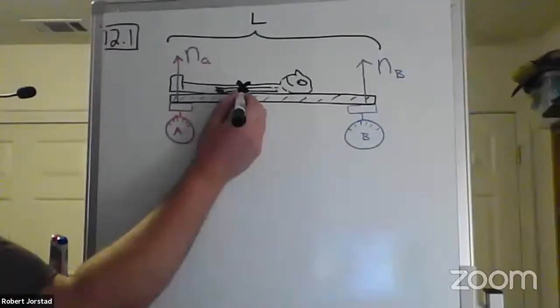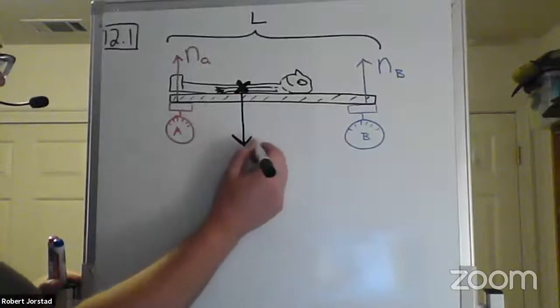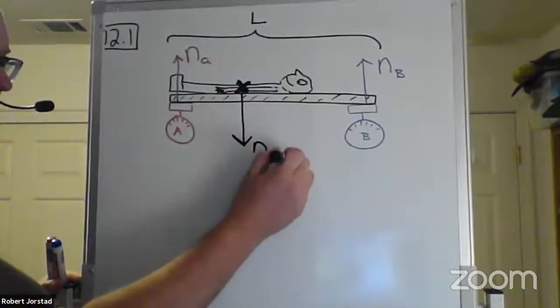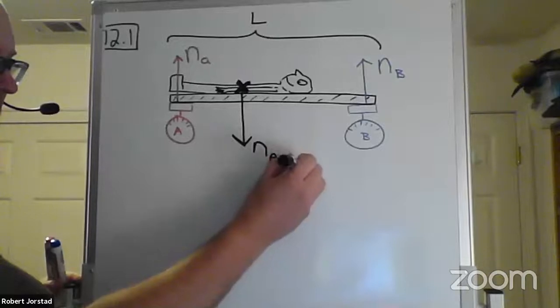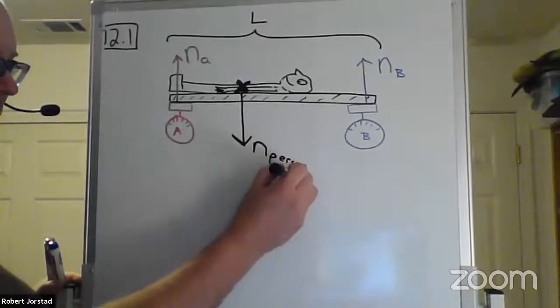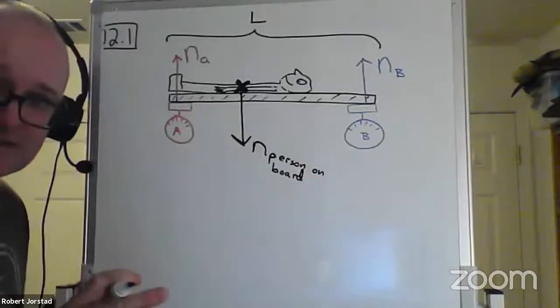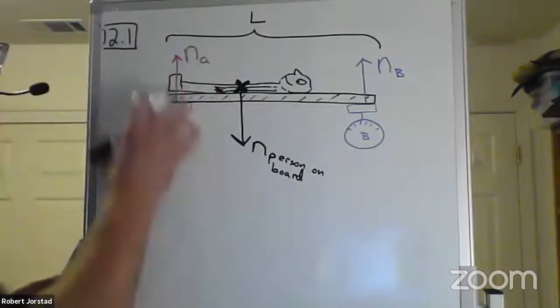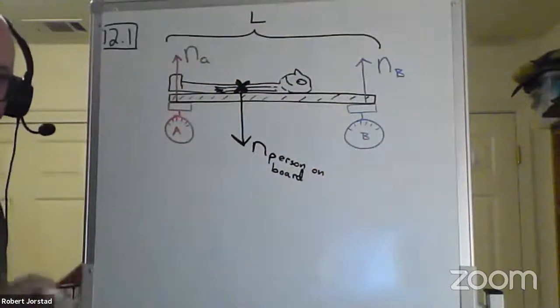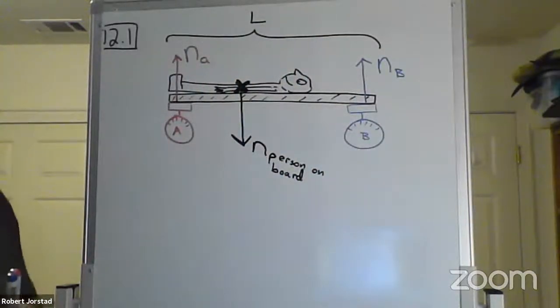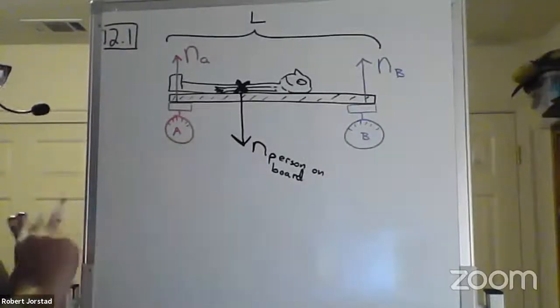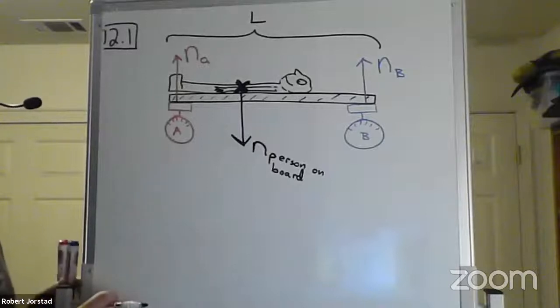What do you say, normal? Normal force. So technically, there's a normal force from the person on the board. However, in this case, what's the acceleration of this entire thing right now, if you had to guess? Zero. So what should be true about this normal force and the person's weight? Equal. They should be equal.